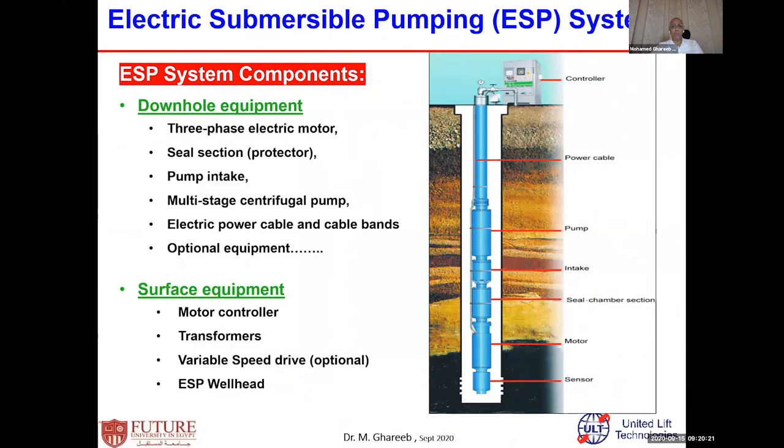There are two main types of ESP. Either the downhole electric submersible pumping system, or another ESP we'll see later on, called the surface horizontal pump. But now for the electric submersible, which runs in the well like this. This is a well, and this is an electric submersible string. We have two main components, downhole component and surface component.